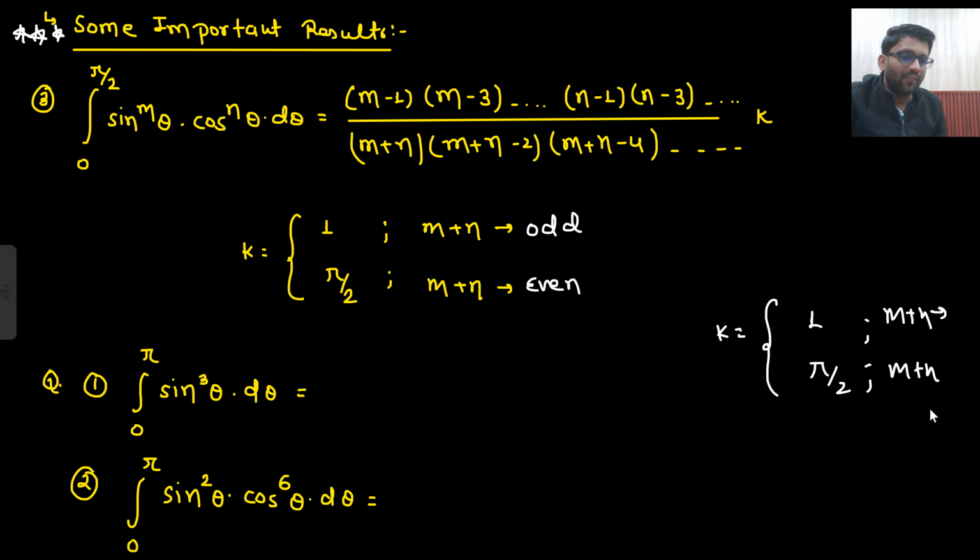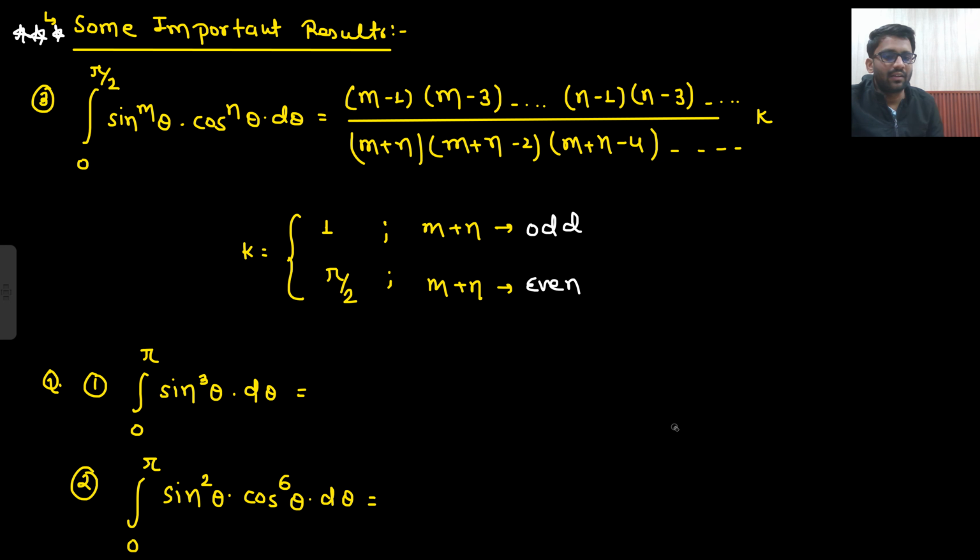Now, if m plus n is odd, what is 1? 1 is an odd number. And what is 2? 2 is an even number. Here you can see 1, and here you can see 2. So if m plus n is even, then pi by 2. If m plus n is odd, then 1. This is how you can keep it in mind, right? You will keep in mind that k can have two values, 1 and pi by 2. So 1 will come for odd and 2 will come for even. In that manner you can remember.